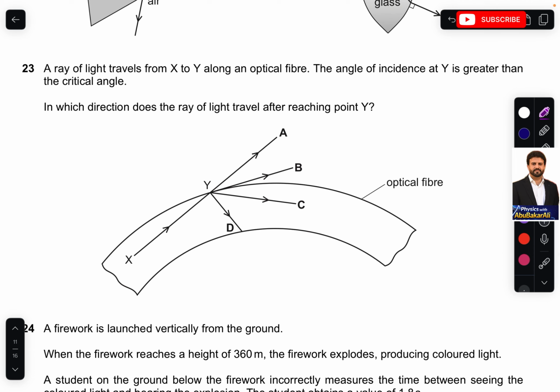A ray of light travels from X to Y along the optical fiber. The angle of incidence at Y is greater than the critical angle. So when the angle of incidence is greater than the critical angle, there is a total internal reflection. This reflection is very important. This means light will bounce back. It will go back into the boundary. Which direction does the ray of light travel after reaching? So it should bounce back. A and B are not the option. You have to choose between C and D.